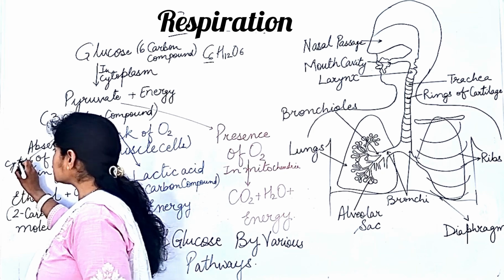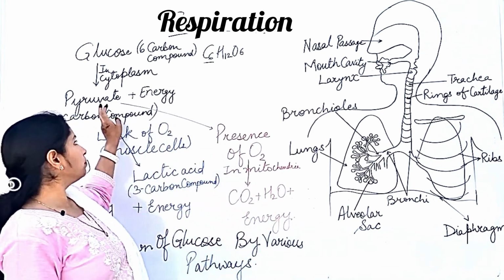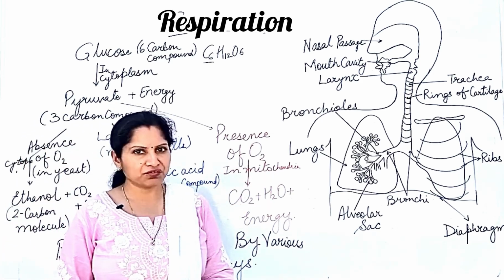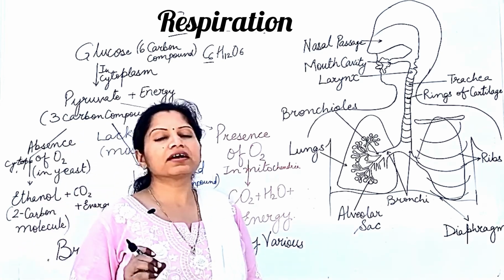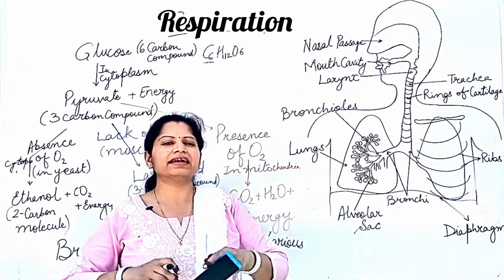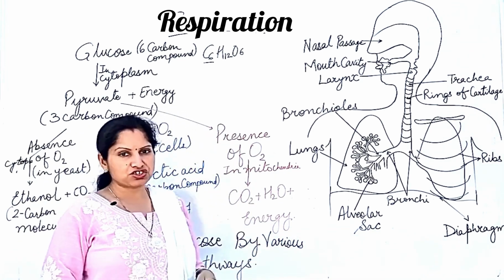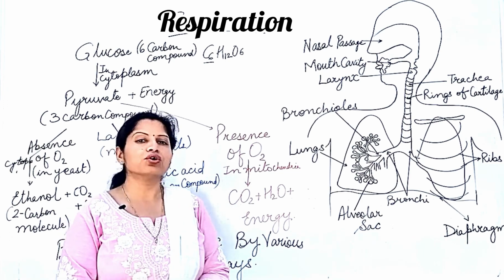But if it's in presence of oxygen, the second step of breaking down pyruvate further will take place in the mitochondria of the cells. So, in mitochondria, what will be formed? Carbon dioxide, water, and a lot of energy will be released. This process of respiration is known as aerobic respiration because it's taking place in presence of oxygen.